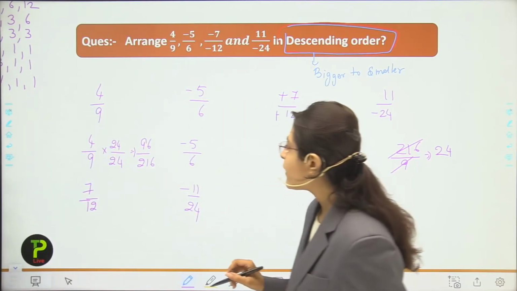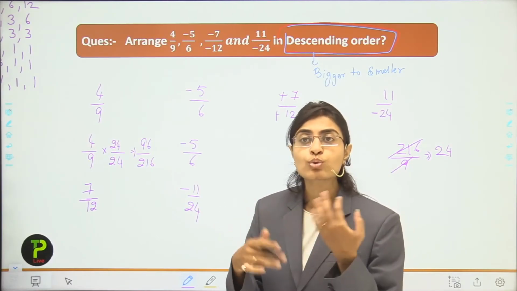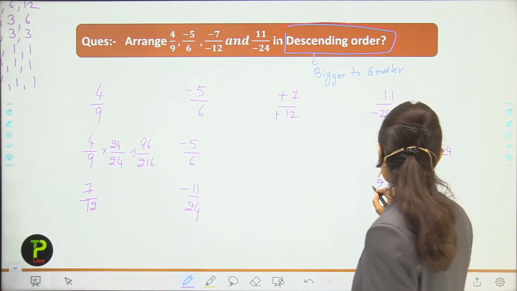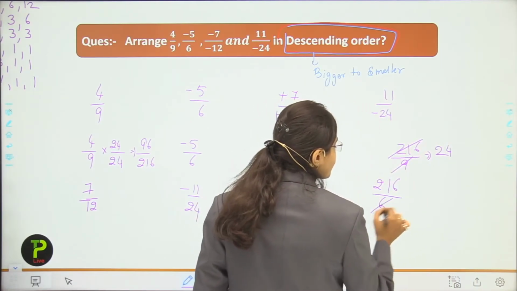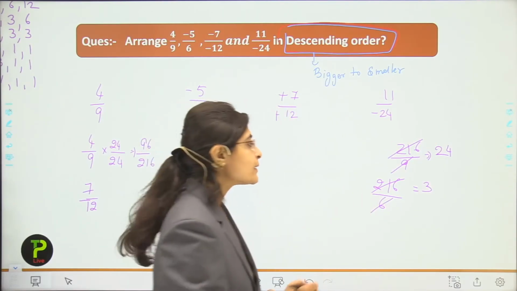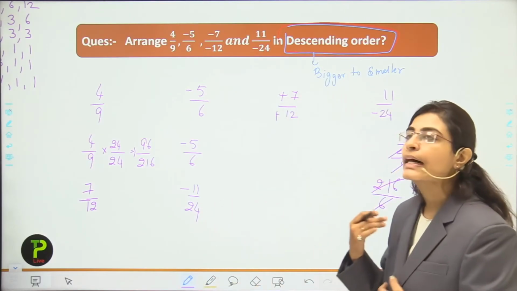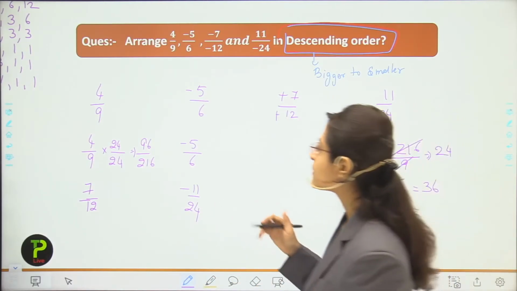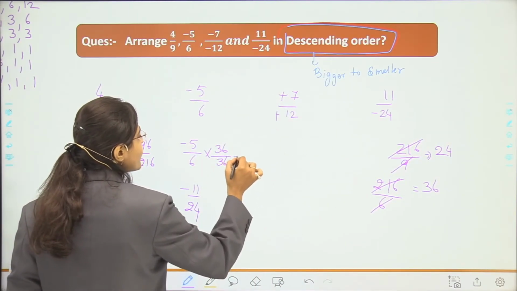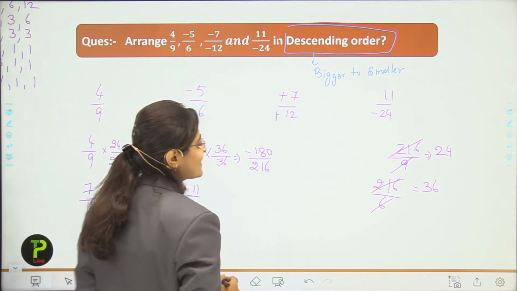Done. In a similar way, I have to make 6 as 216. Now I'm again confused. Simply divide 216 by 6. 6 3s are 18, and it will get 36. So I have to multiply 6 by 36 to get 216. If I'm multiplying this by 36, I have to multiply the numerator by 36 as well. So it will give me minus 180 by 216.